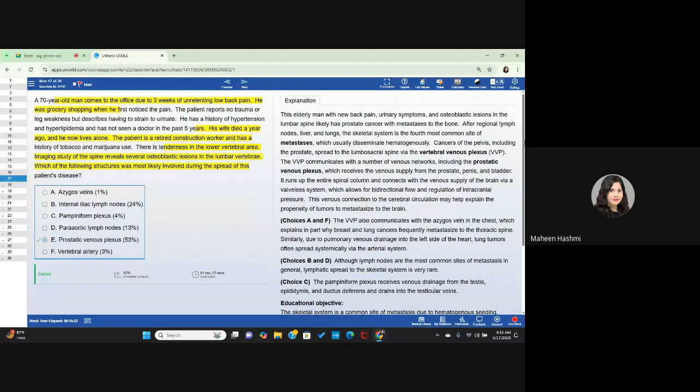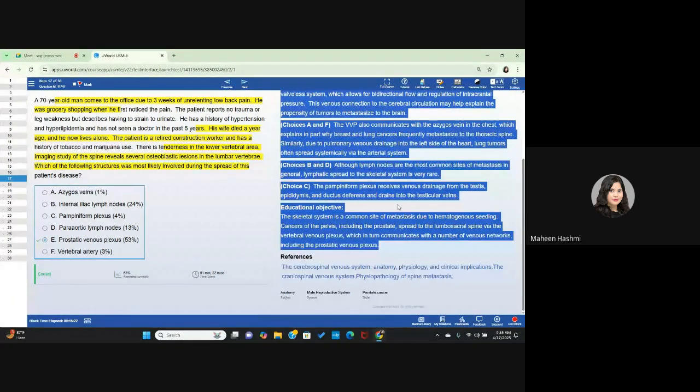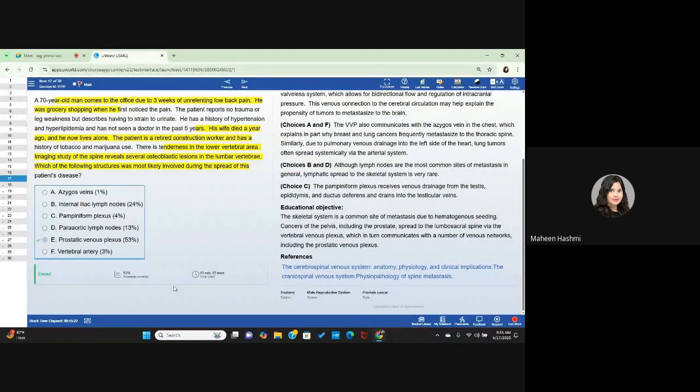Again, we know that they're talking about prostate cancer because you see osteoblastic lesions. You see a very old man with difficulty urinating, which means something is wrong with the prostate. The most common location for metastasis from prostate cancer is the spine. That is why you see osteoblastic lesions in the lumbar vertebra, and consequently back pain as well. Where does it drain? It drains into the prostatic venous plexus, as the name indicates. It's very self-explanatory.